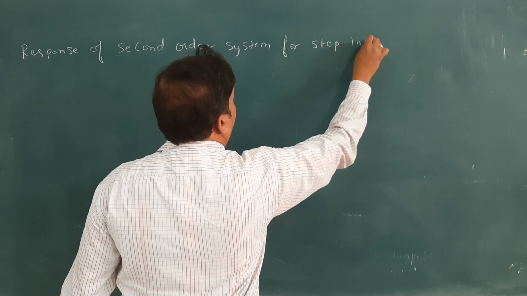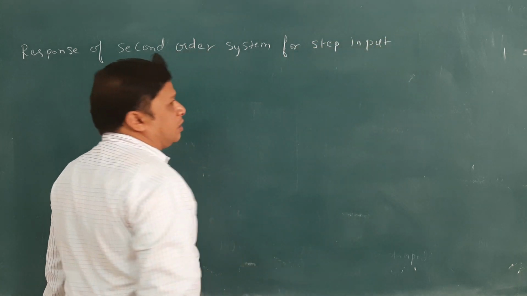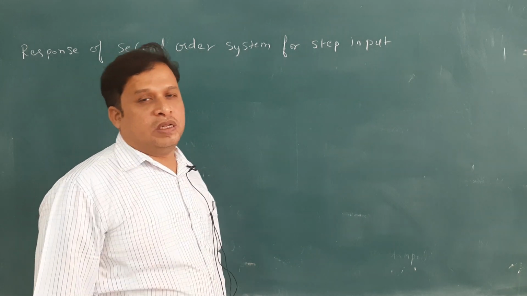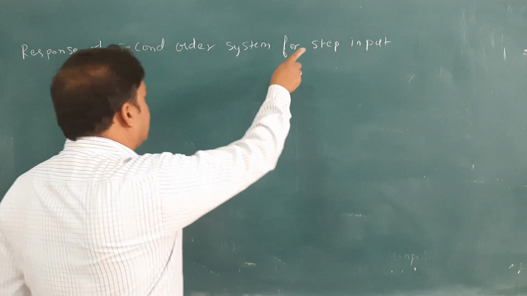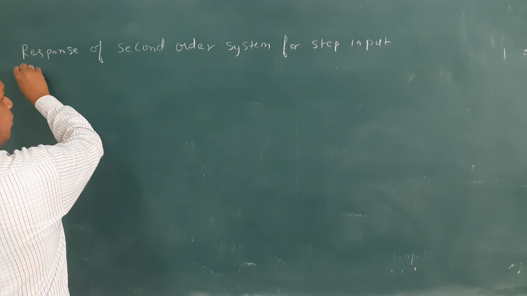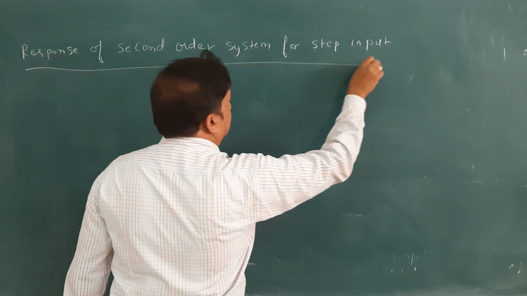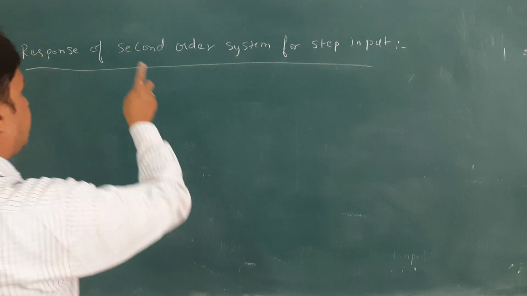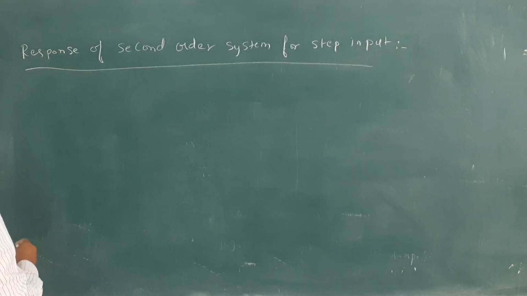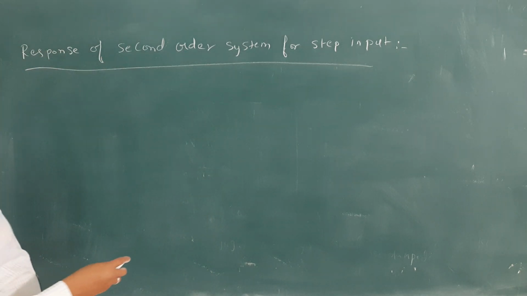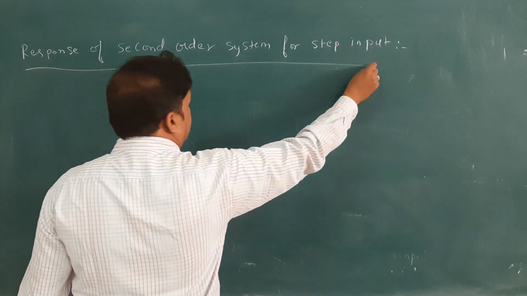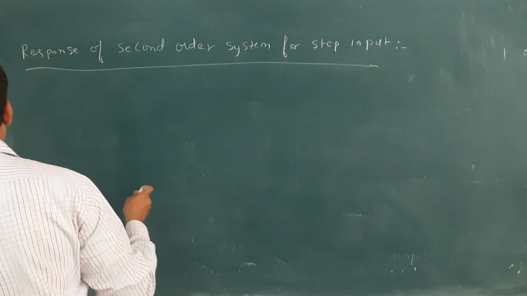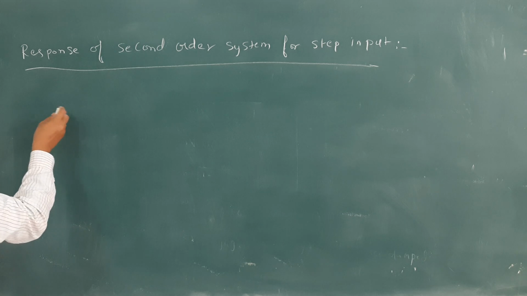As we have talked about the step input, ramp input and impulse input, now we are taking the step input. Response of the second order system for step input. So the input is a step input, and what is the response for a second order system? We are writing the second order system and finding out the response.